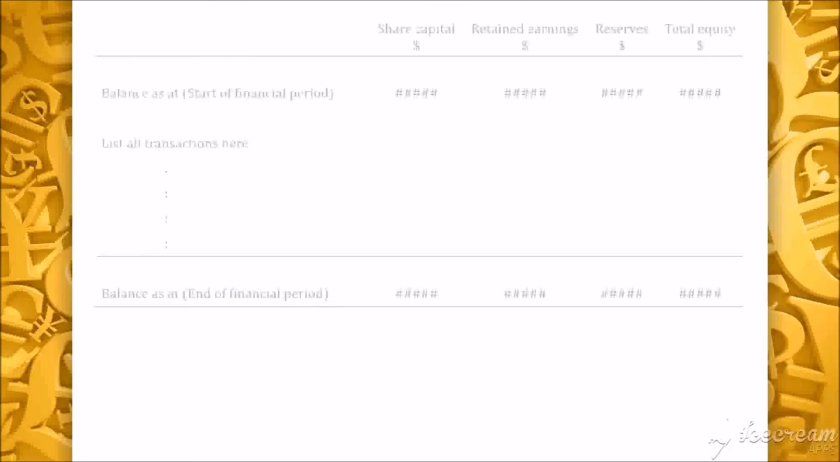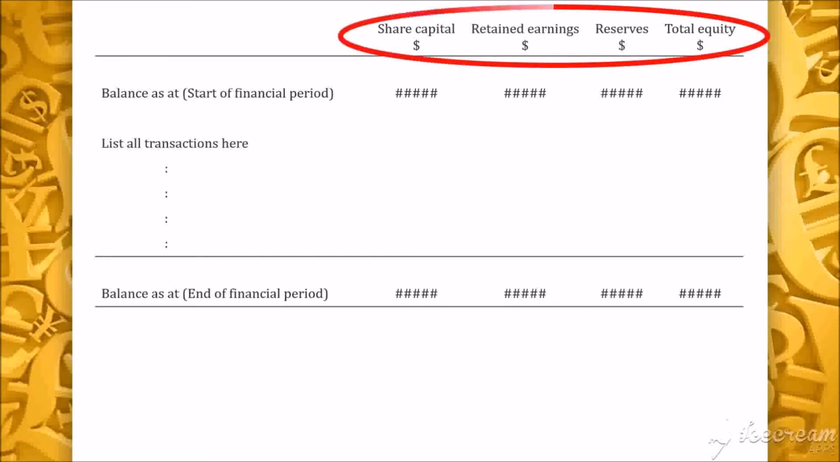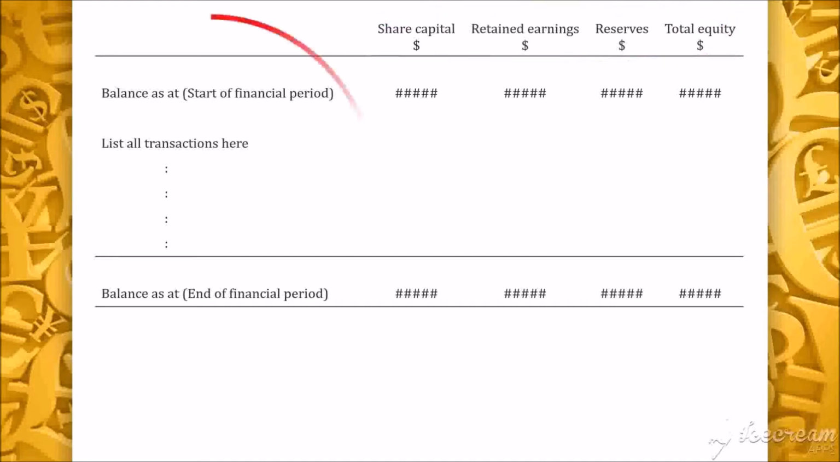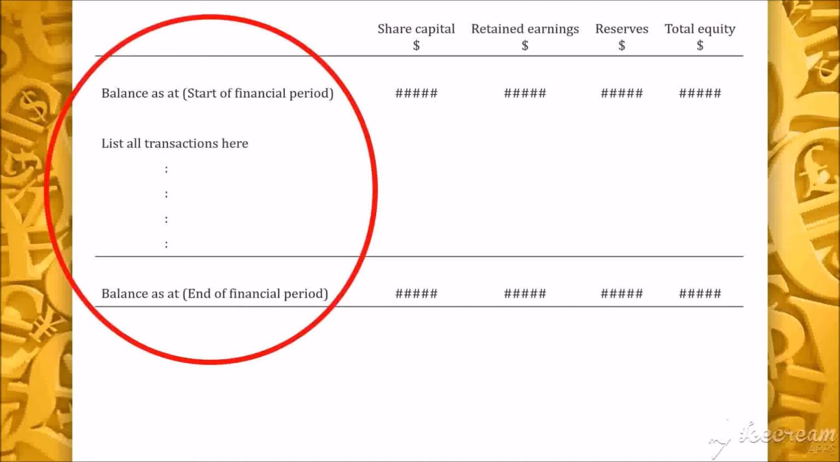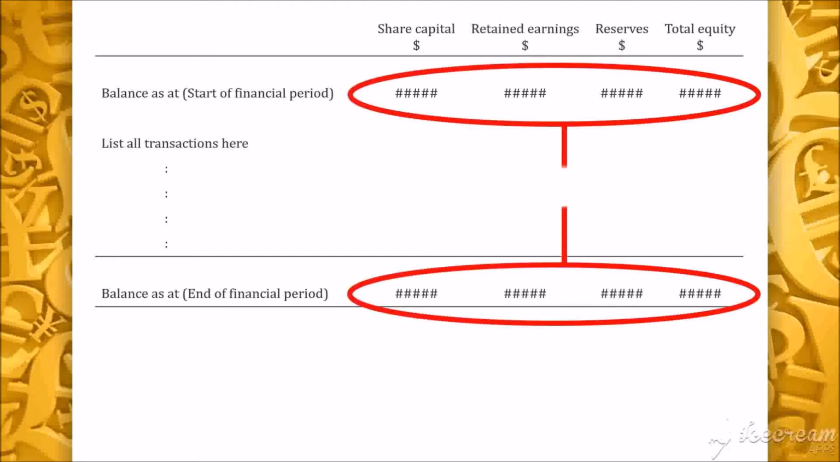This is how a statement of changes in equity may look. We will list the individual equity components in the columns. The rows will list the starting balance, ending balance, and transactions that cause the equity component to change. I would like to emphasize that the figures in the starting balance and ending balance must match the balance sheet figures.